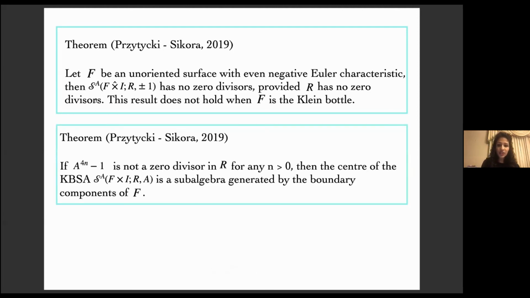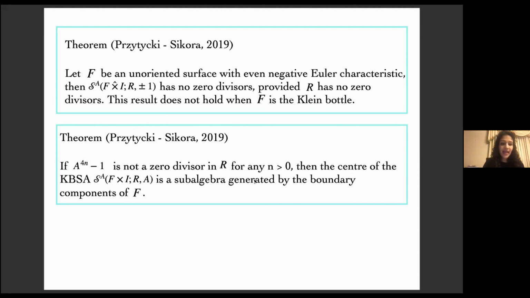They also showed that the center of the Kauffman-Bracket skein algebra of the thickened surface, this is a subalgebra, is generated by the boundary components of the surface. So for example, in the 4-punctured sphere, the center of the skein algebra were the 4 boundary curves, A1, A2, A3, and A4. They commute with all other elements of the skein algebra.